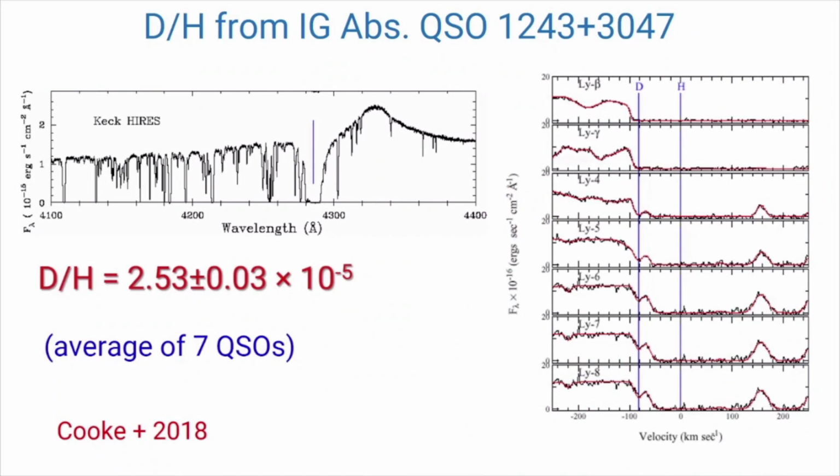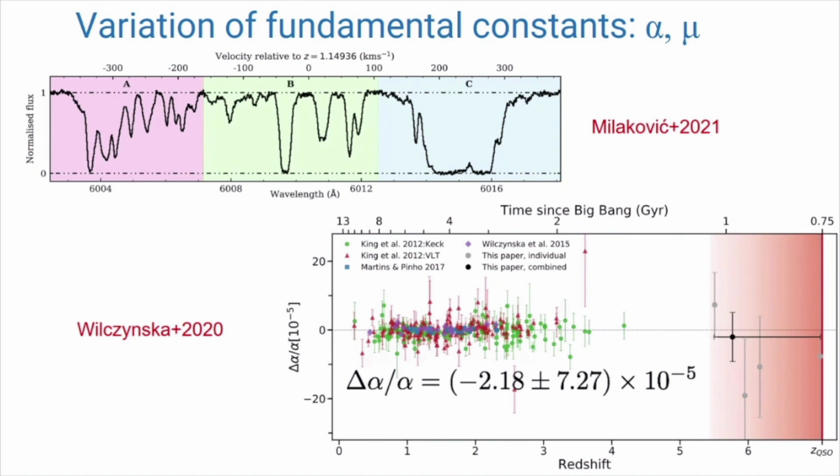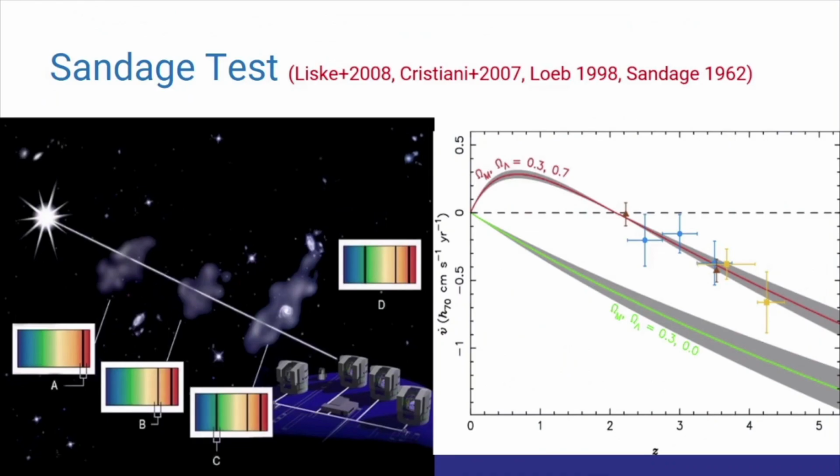If you want to measure the abundance of primordial elements, such as deuterium, to test the Big Bang nucleosynthesis, you need bright beacons. To put limits on the variation of fundamental constants, such as the fine structure constant or the electron-proton mass ratio, you need bright beacons. And to measure the variation of the expansion rate of the universe with the Sandage test, you need the brightest possible quasars. Bright quasars and superstable spectrographs.